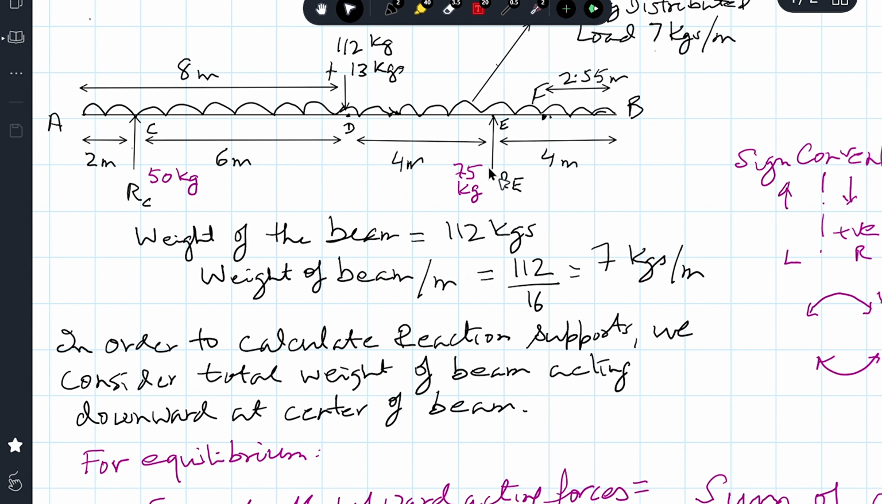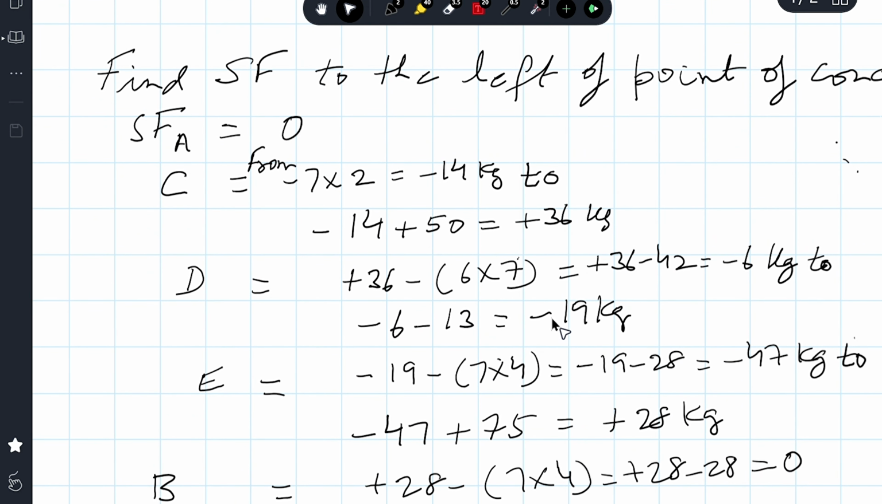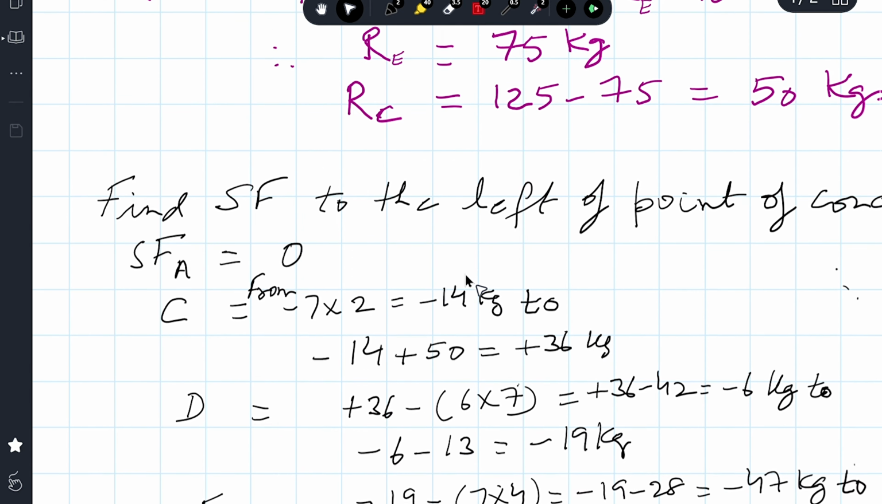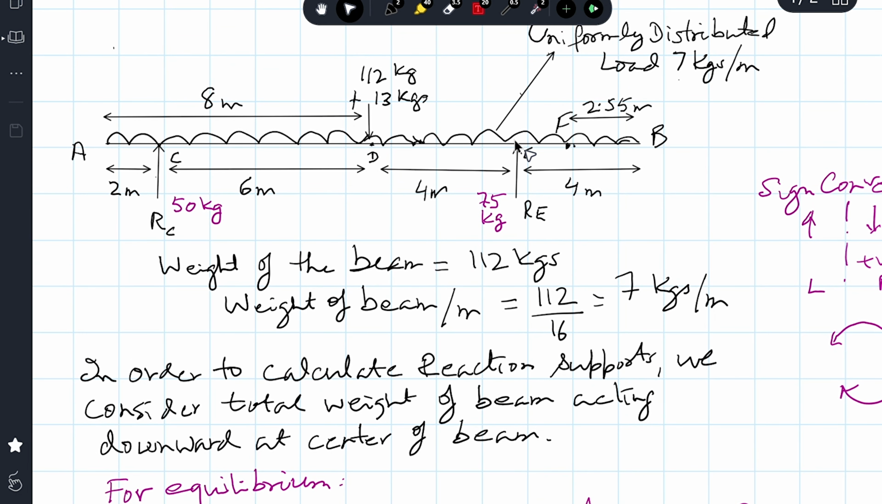Point E has got a reaction support. Now I already have calculated the algebraic sum of all my forces up to point D, which I carried forward, minus 19. I have my forces algebraic sum minus 19. Now I will see between D and E. In addition to that minus 19, between D and E we have a 4 meter length of the beam. So 7 into 4 we will have minus 28 kg downward.